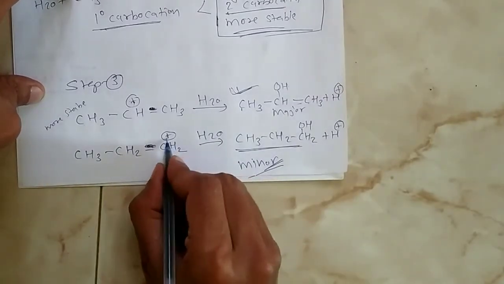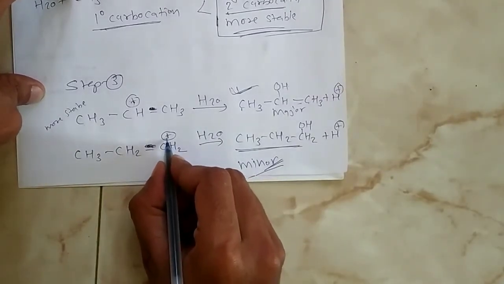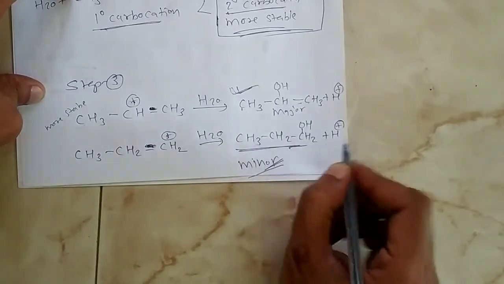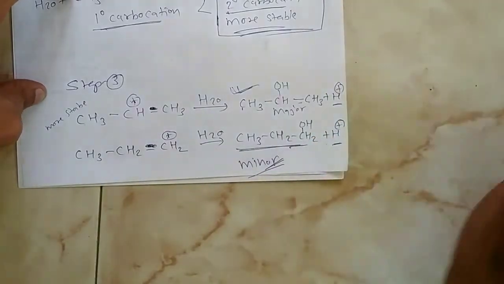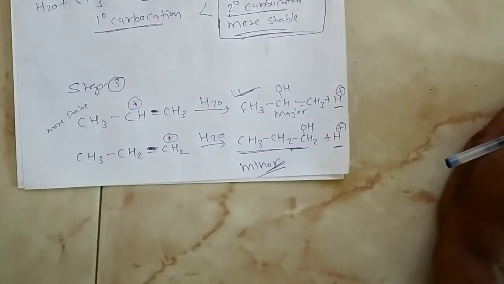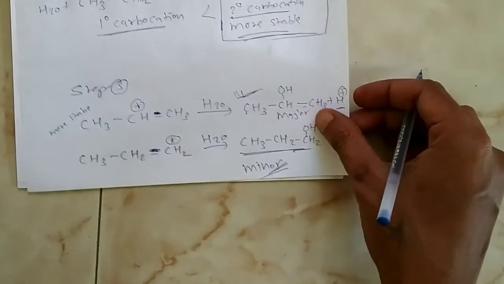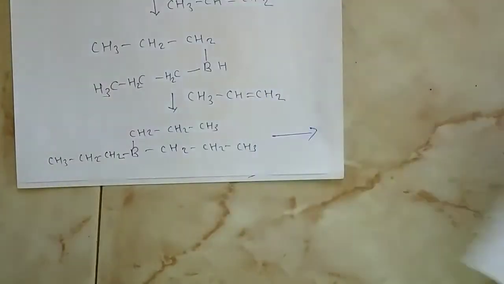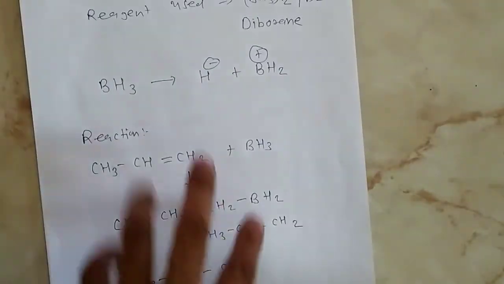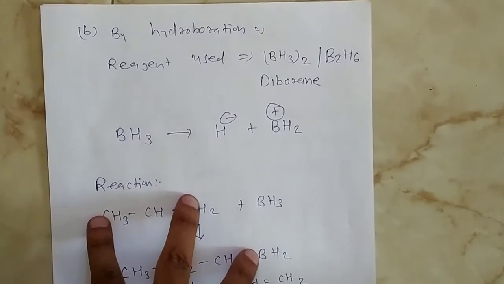You can see this one is our 1 degree carbocation. It will give us the minor product, and H plus ion will be liberated. H plus means acid. We'll get our catalyst back here. So this was the mechanism of Markovnikov rule.